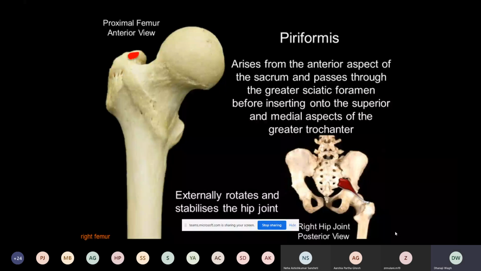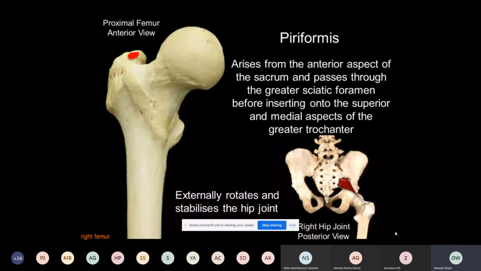So again, I repeat all the muscles. See, this piriformis attachment is there. This piriformis muscle arises from the anterior aspect of the sacrum and passes through the greater sciatic foramen before inserting onto the superior and medial aspect of the greater trochanter. It runs to an insertion at this point and externally rotates and stabilizes the hip joint.